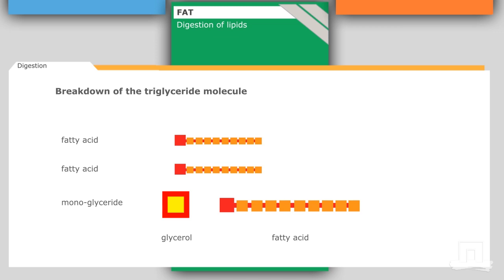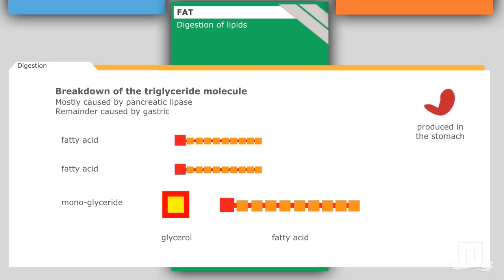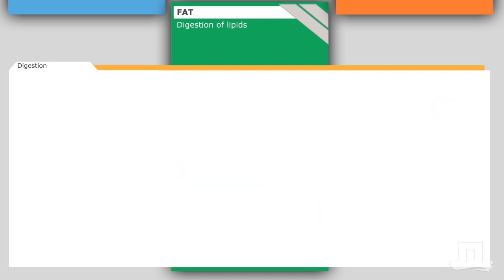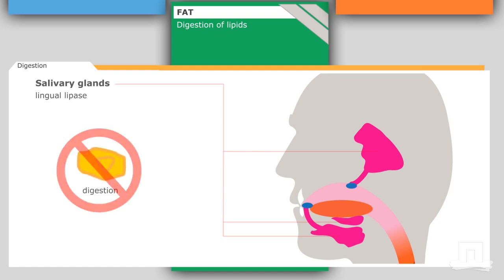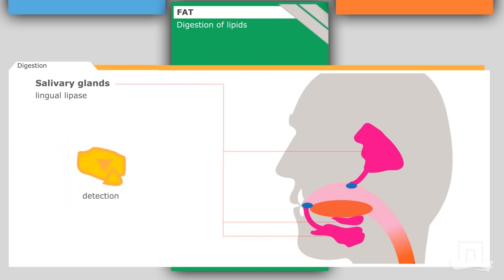Now, most of the dietary fat digestion takes place through the activity of an enzyme called pancreatic lipase that is produced by the pancreas. And the remainder of fat digestion is accounted for by an enzyme produced by the stomach called gastric lipase. Now, the salivary glands also produce a lipase that's called lingual lipase. Now, it's not believed to be quantitatively important for fat digestion, but it's believed to be important in oral fat detection or fat taste. And funnily, it's the same enzyme as gastric lipase.